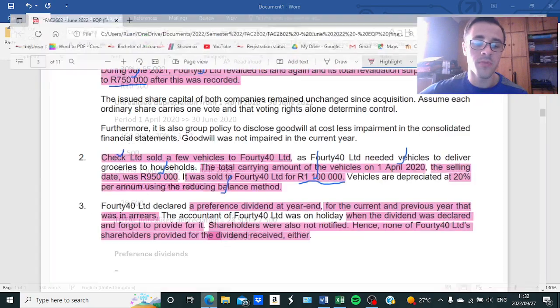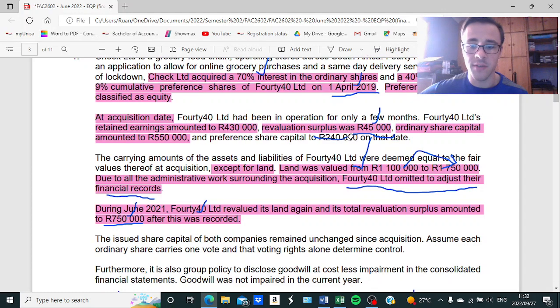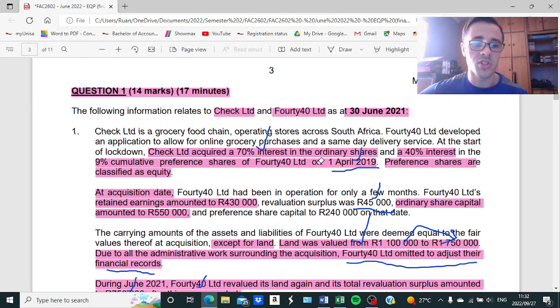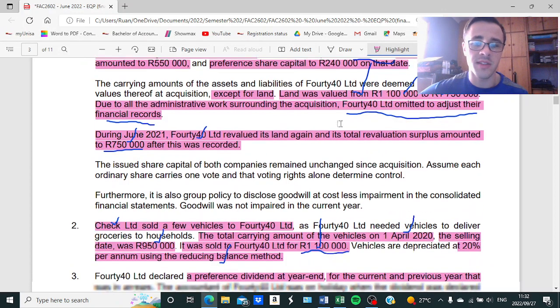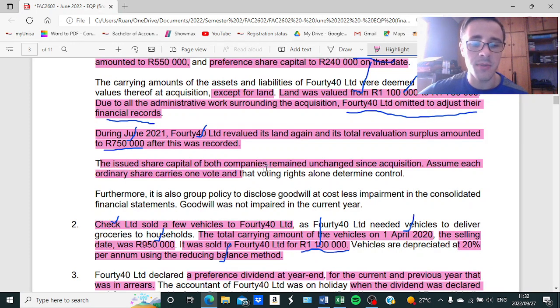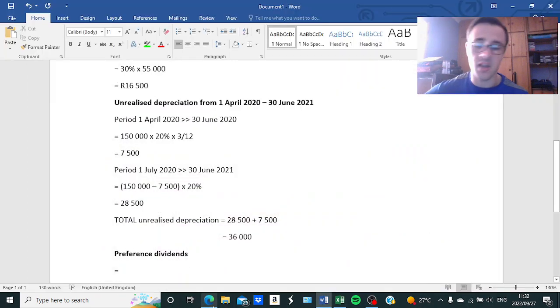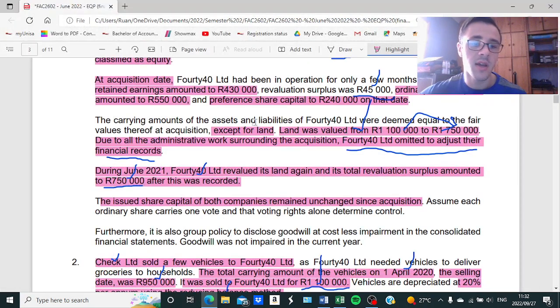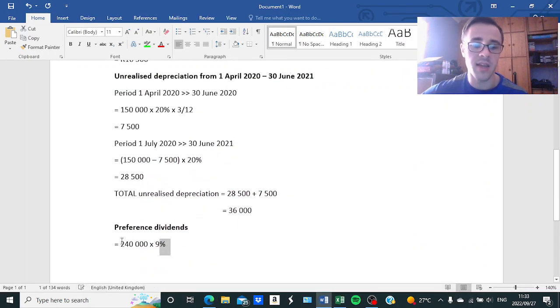We take the value of preference share capital, which was given as 240,000, according to additional information 1. Preference share capital amounted to 240,000 Rand on that date, and the issued share capital of both companies remained unchanged since acquisition. So we will take the balance of 240,000. We will multiply that by 9% because they have issued 9% cumulative preference shares, so the dividend rate will be 9% of the value.